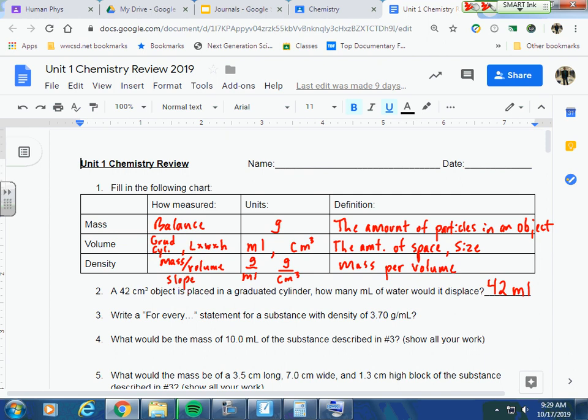Number 3, write a for every statement. We've got this density. It's saying there's 3.70 grams per milliliter. So I would just say for every 1 milliliter, there are, remember this is, like I explained, important for your test. You're going to have to make for every statements. That's kind of the outline. For every blank, there are blank. For every 1 milliliter, there are 3.70 grams. I could say it the other way around. I could say for every 3.70 grams, there are 1 milliliters.